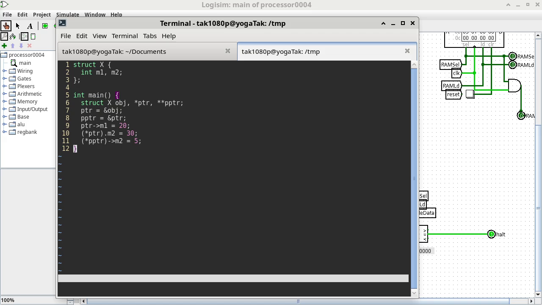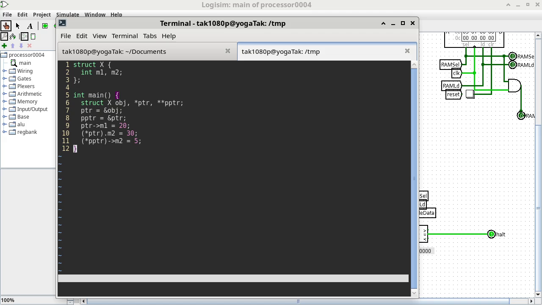Does anyone know how we are going to debug the program? Yes. When we run the code, we can run it in Logisim with a full trace of what instruction executes, what changes, what register. All the updates, everything can be logged.